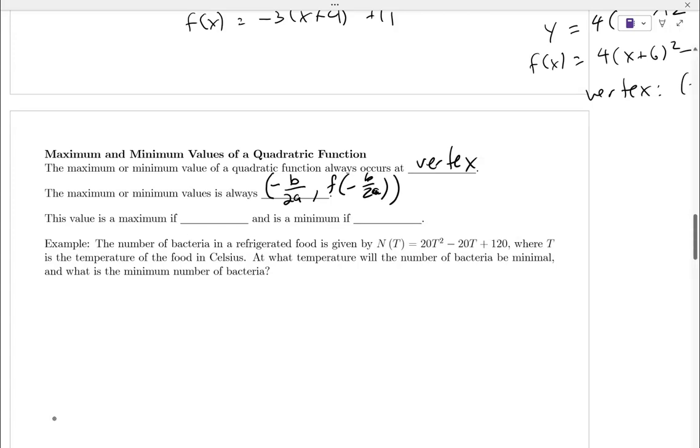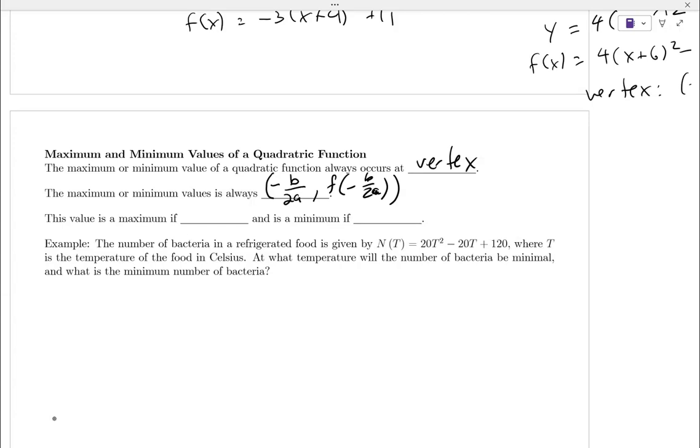So this is a shorter method for finding the vertex without having to go through completing the square every single time. You can find the x-coordinate by doing negative b over 2a, find the y-coordinate by just plugging it into the function. And so we'll see some examples out of here in a minute.